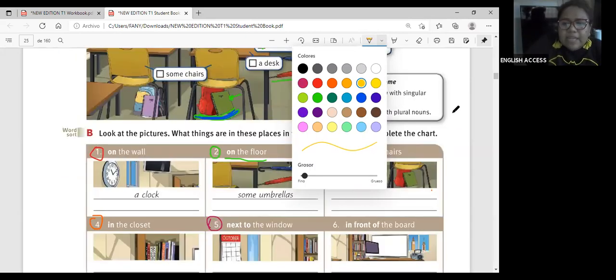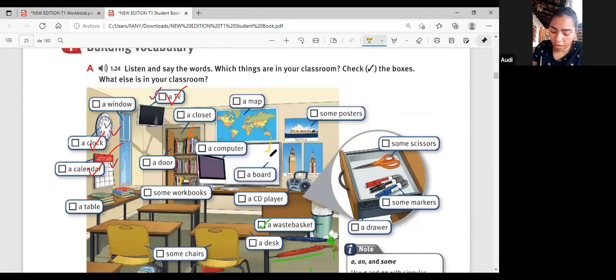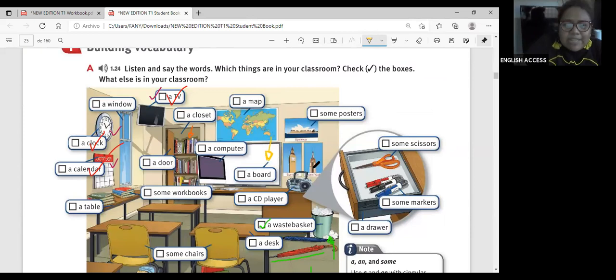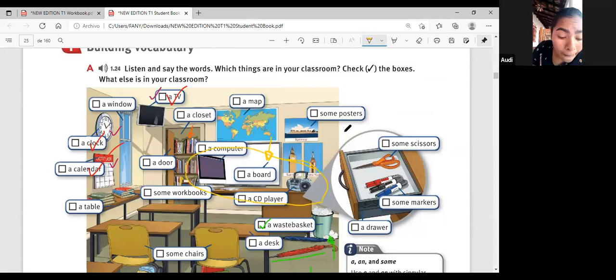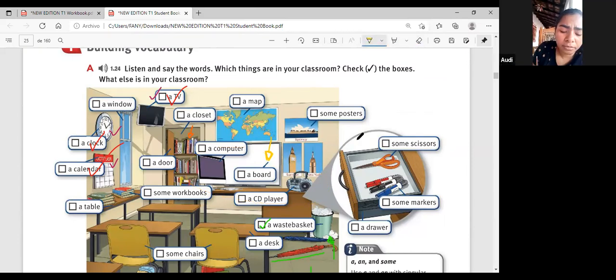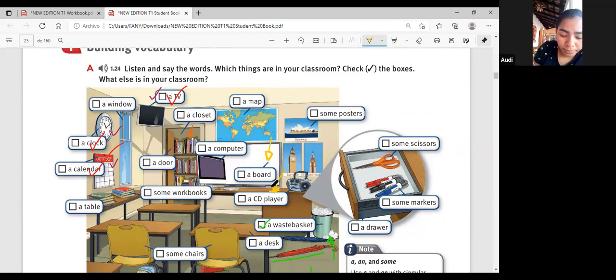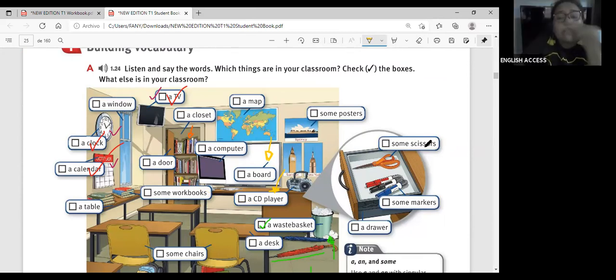Number six. In front of the board. Okay. Here is the board. This is the board. What is in front of the board? ¿Qué es el po? Ah, sí, ya, ya. Computer. A computer, ajá. A CD player. A CD player, yes, exactly. And a desk, too. This is a desk. A desk. Excellent, good.